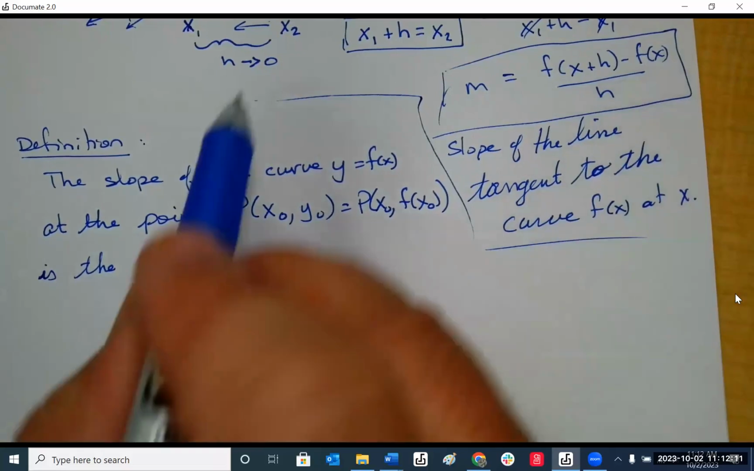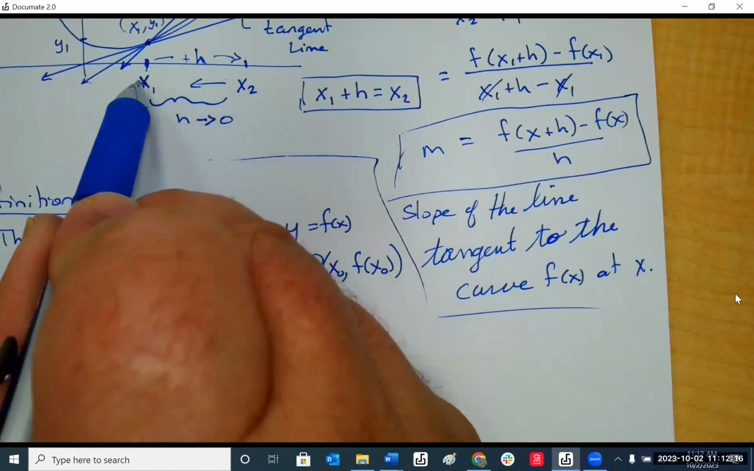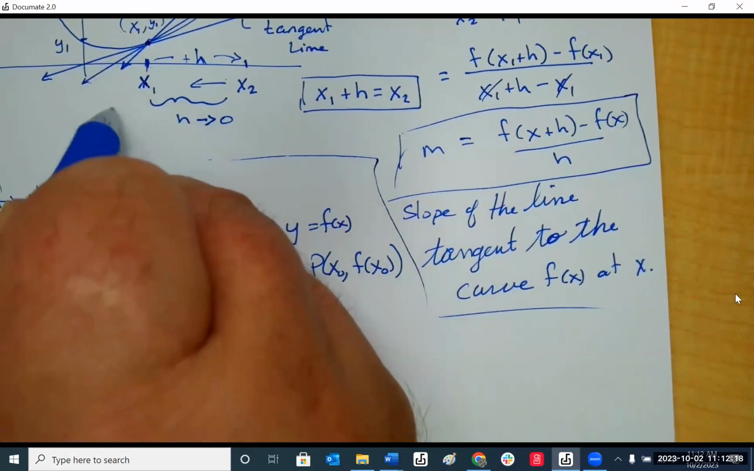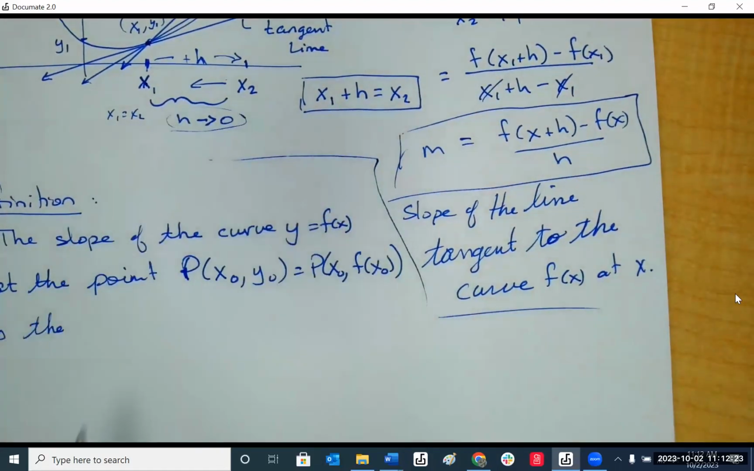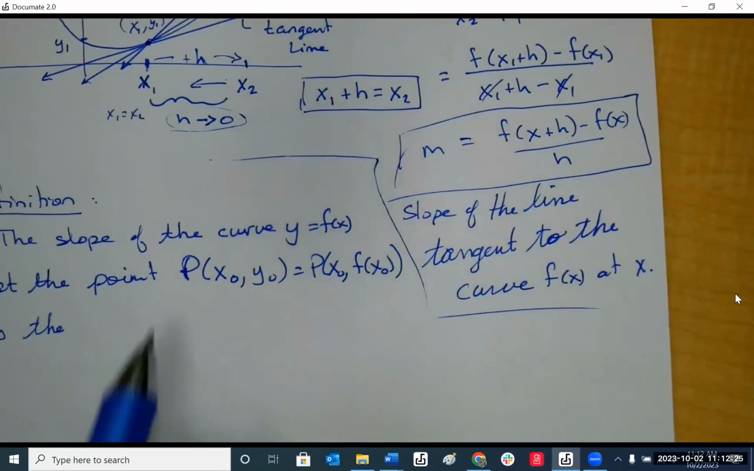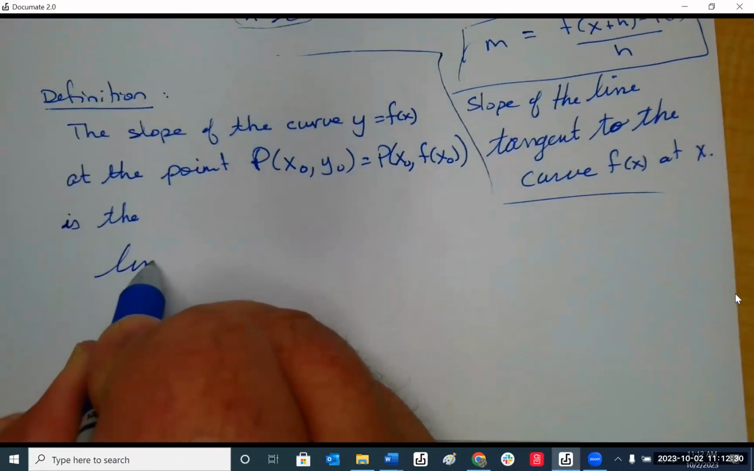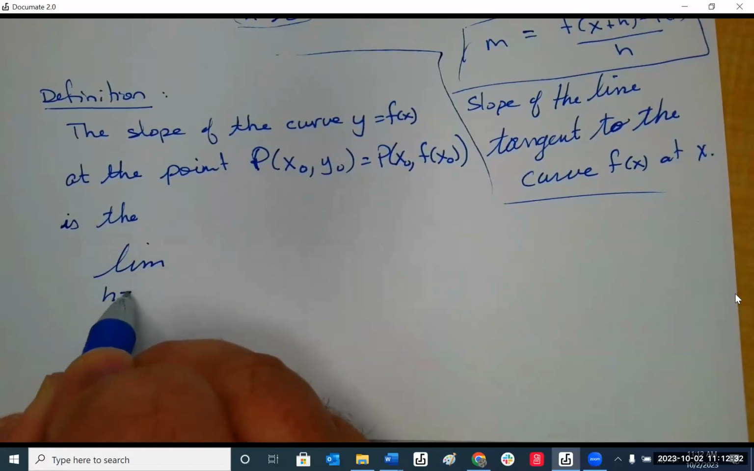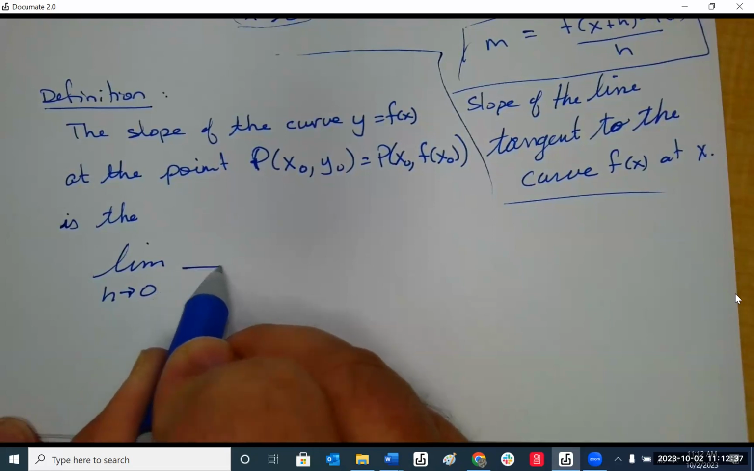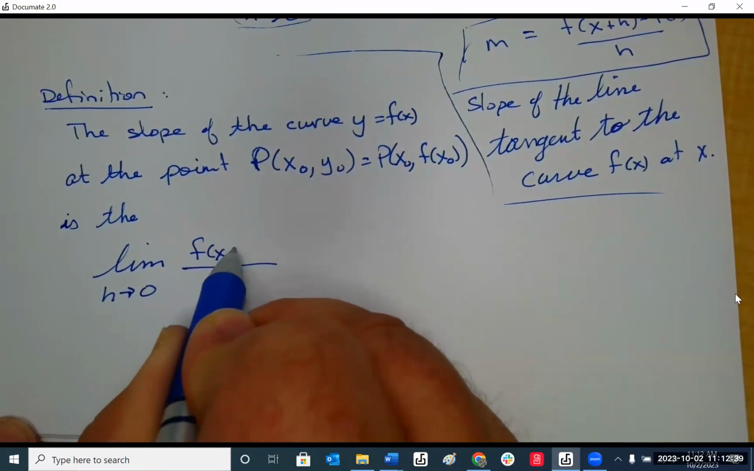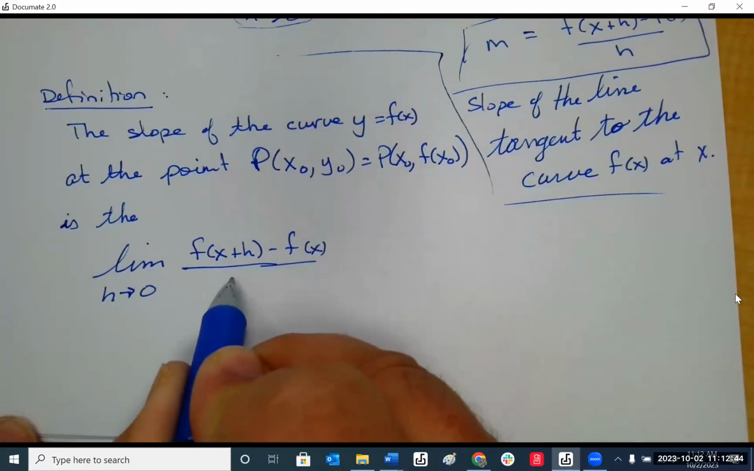because, as we said here, in order to get the slope tangent, we need to get x2 closer to x1. Eventually, we want x1 to equal x2. We do that by taking h going to 0. What that means is that we have to take the limit as h goes to 0 of f of x plus h minus f of x over h.